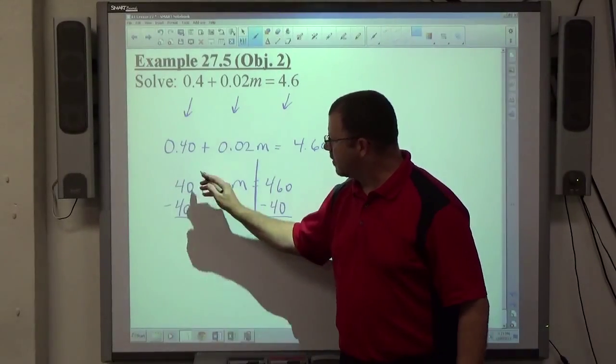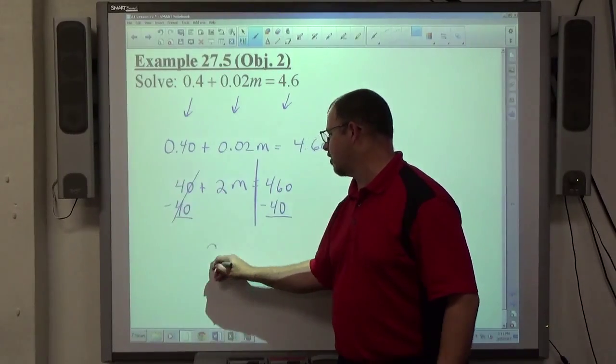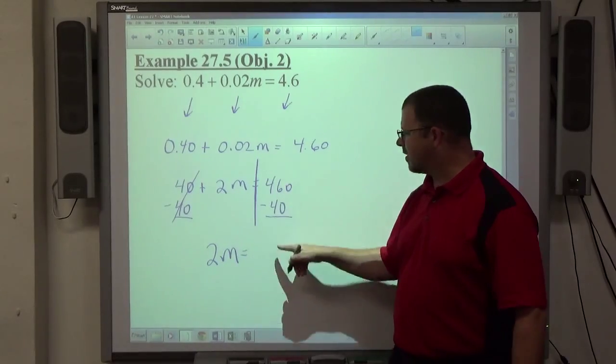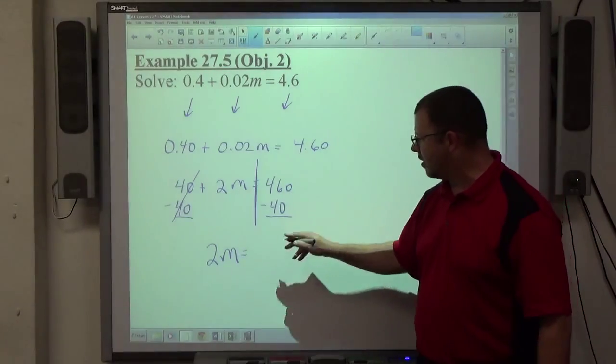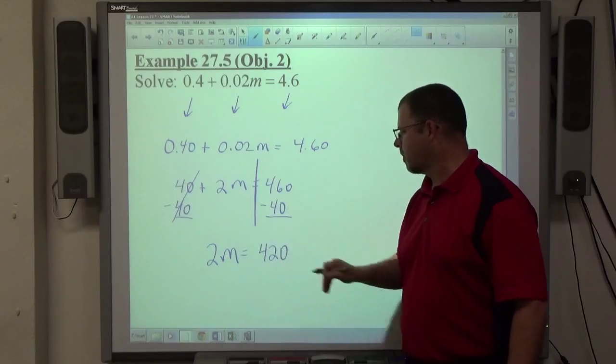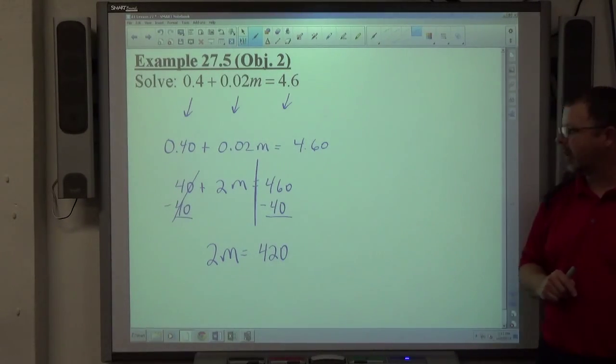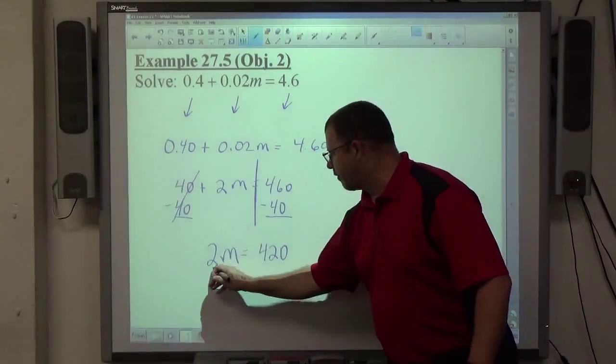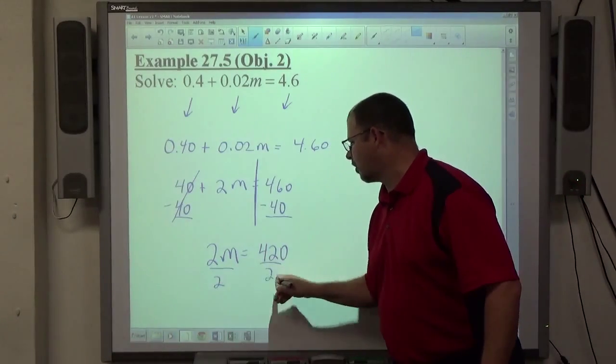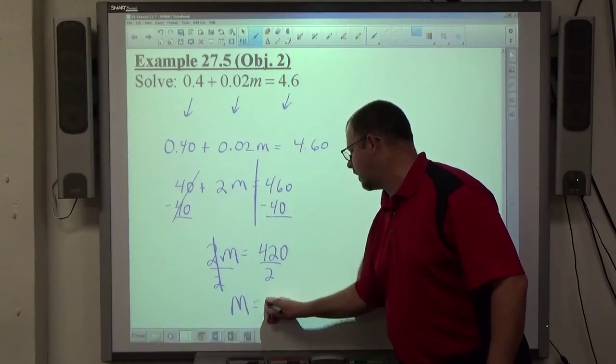On the left-hand side, the result is the 40s cancel, leaving just 2m. The right side, the consequence is 460 minus 40 makes 420. Okay, subtracting because the signs are different and positive because 460 is bigger than 40. And then if 2m is equal to 420, divide by 2, we get m is equal to 210.